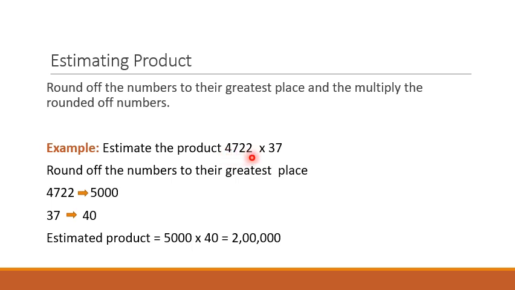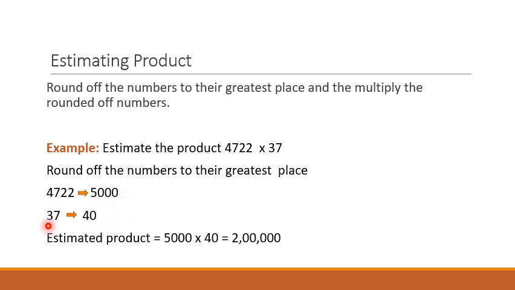So the first number is rounded off to the thousands place, and the second number, it is having tens as the highest place. So it will be rounded off to its tens place. So let's see what would be the rounded off number. 4,722. Highest place is 4. So this is my rounding digit. Next digit is 7. So it is greater than 5. So we have to add 1 to the rounding digit, which will give me 5. And then the rest of the digits become 0. So the rounded off number is 5,000.